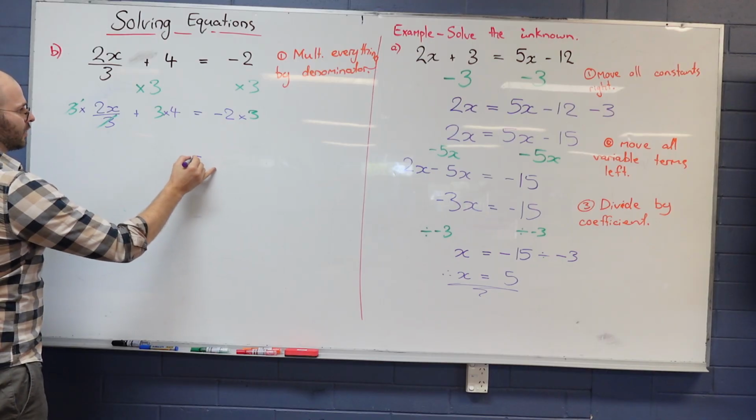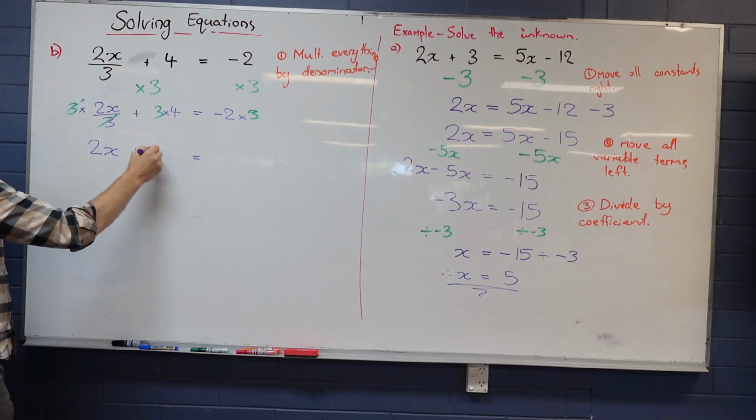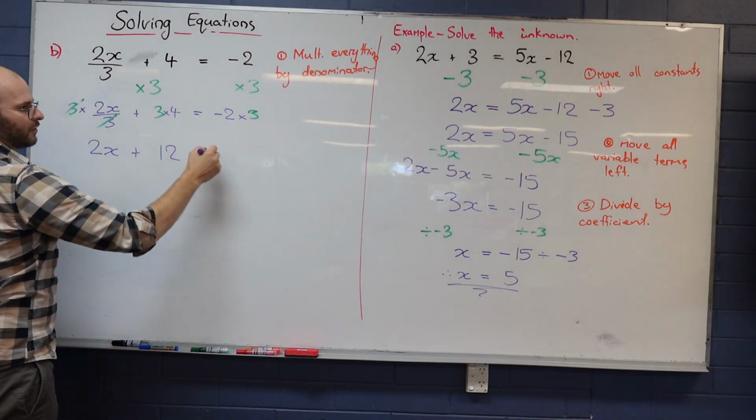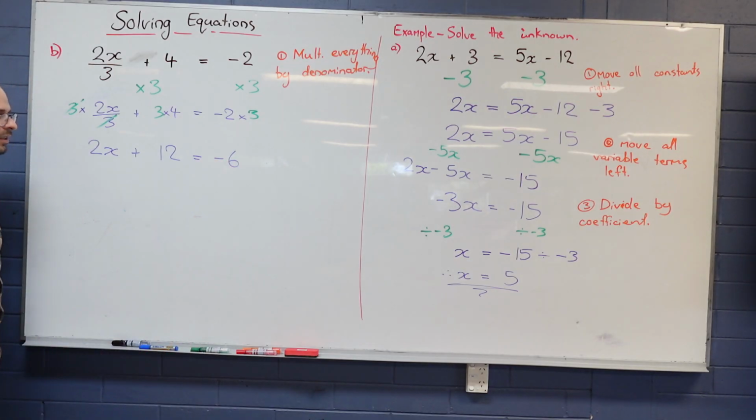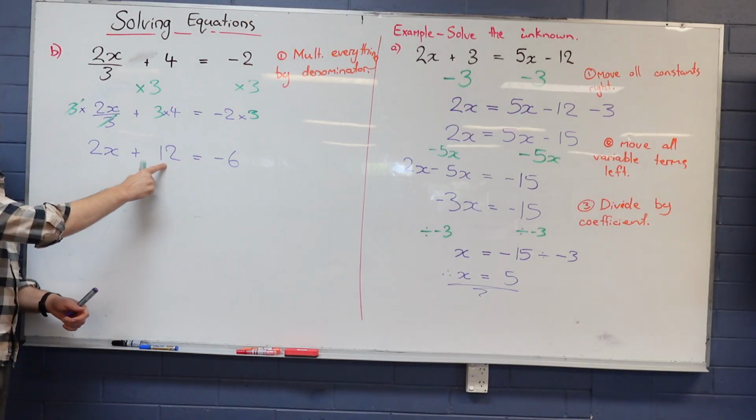So when we go to the next line, because our 3's are now gone, 3 times 4 is 12, and 2 times 3 is 6, but it's negative 6. What we end up with is a slightly easier version of what we had on the right-hand side of the board before. So you can go up in complexity in these problems. However, by first multiplying everything by the denominator, you reduce the complexity back to what we can already solve.